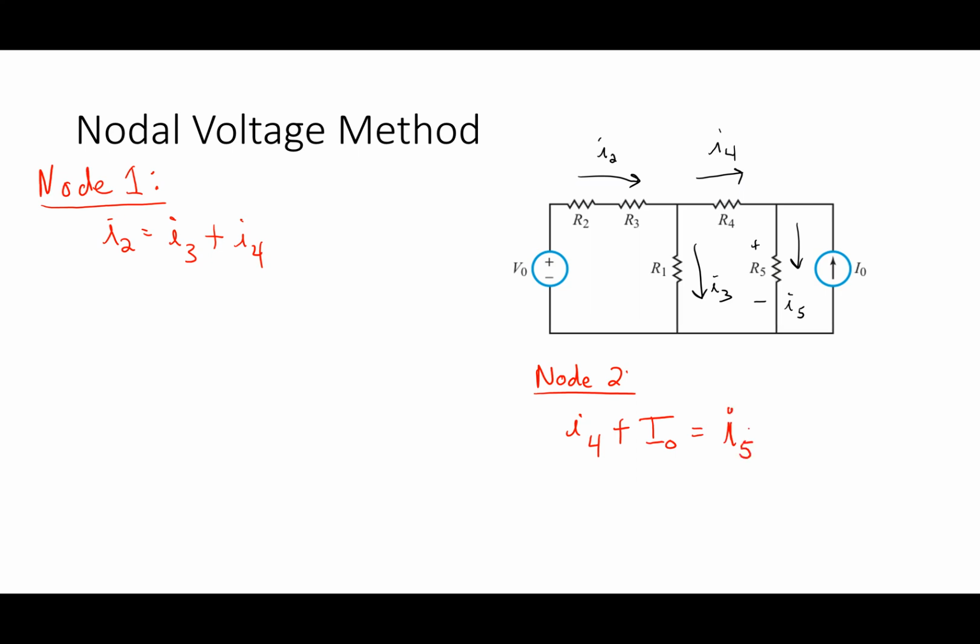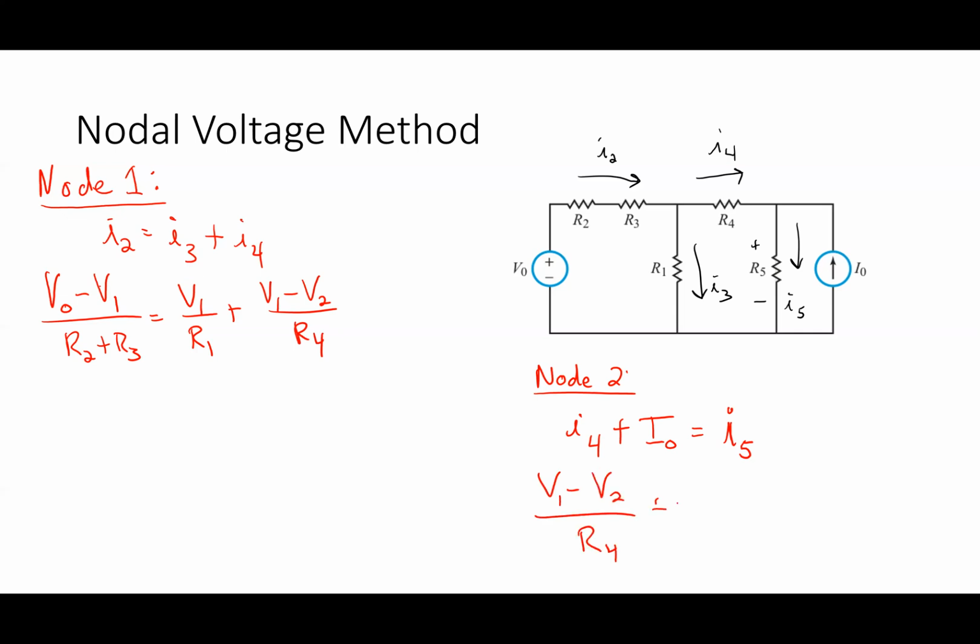Okay. And then I can go in and replace in those equations that I just wrote down on the previous slide. If I go back and do them, and you can watch it slowly later: (V0 minus V1) over (R2 plus R3) equals V1 over R1 plus (V1 minus V2) over R4. And this guy is going to be (V1 minus V2) over R4 plus I0 equals V2 over R5.